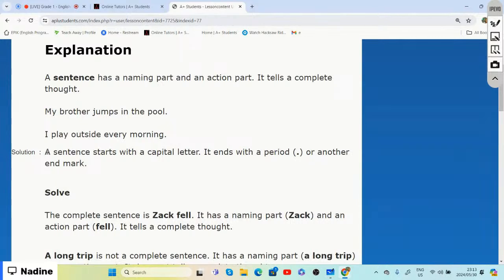And then an action part, right? An action part is the action or the verb that the person or thing has done or is doing.